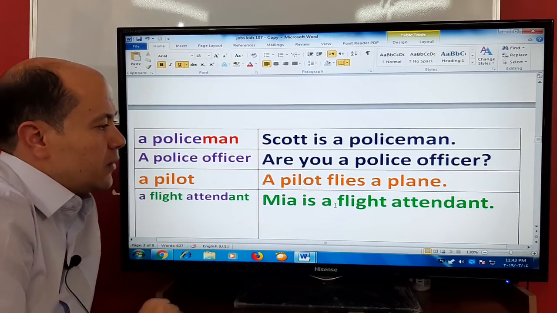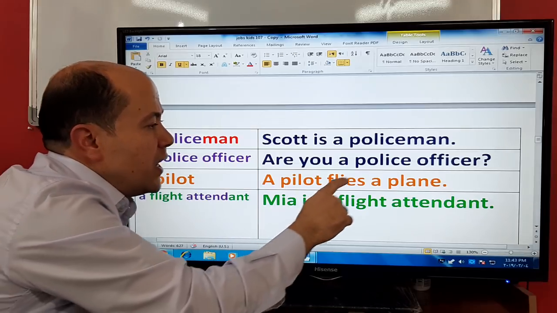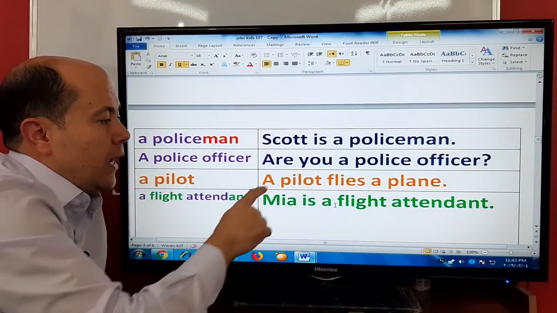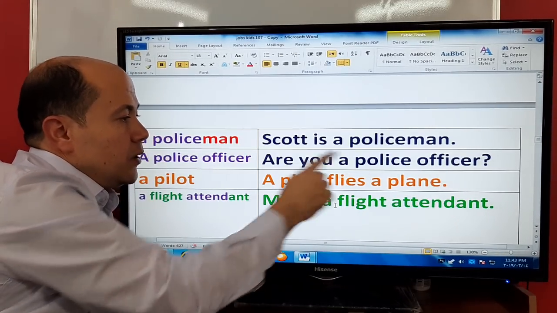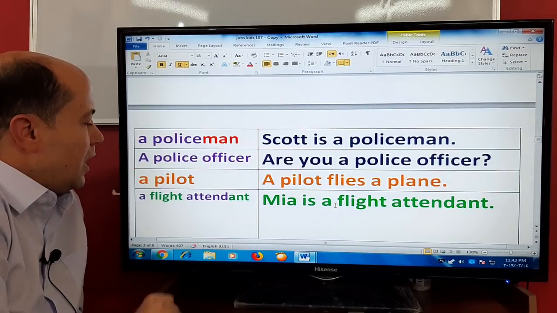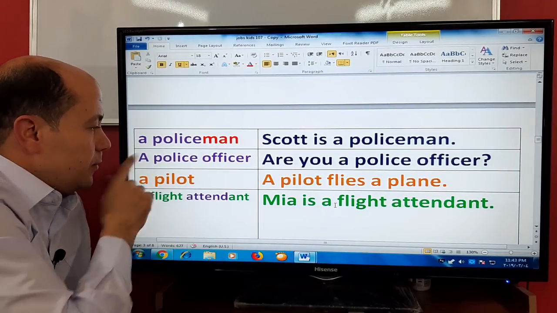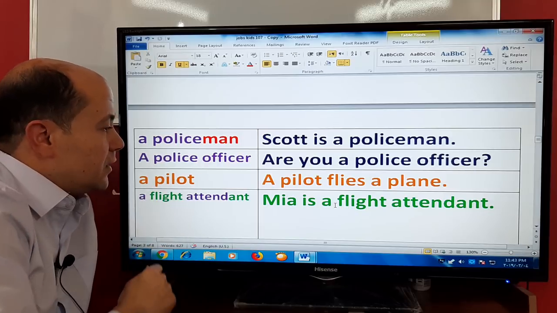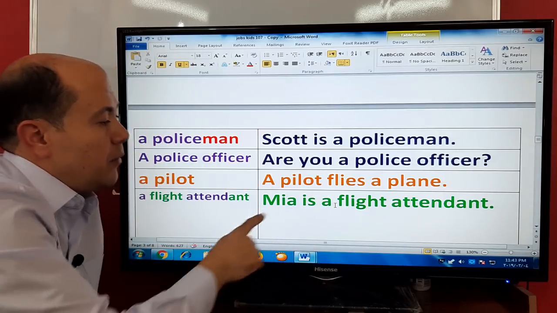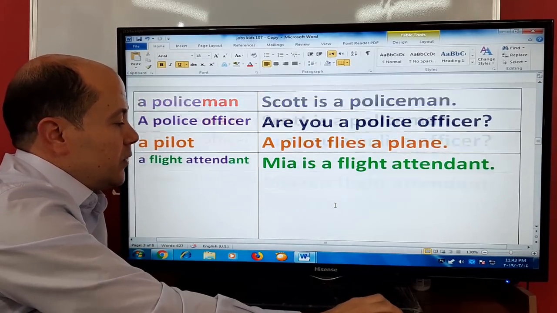A pilot, طيار. A pilot flies a plane. طيار يسوق. A flight attendant. المضيفة. Maya is a flight attendant. Maya مضيفة. مضيفة الطيران.